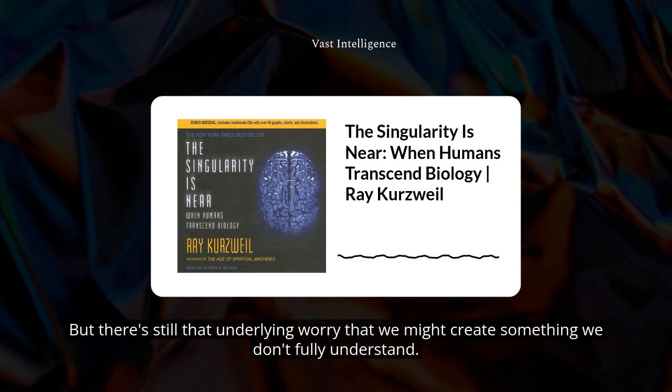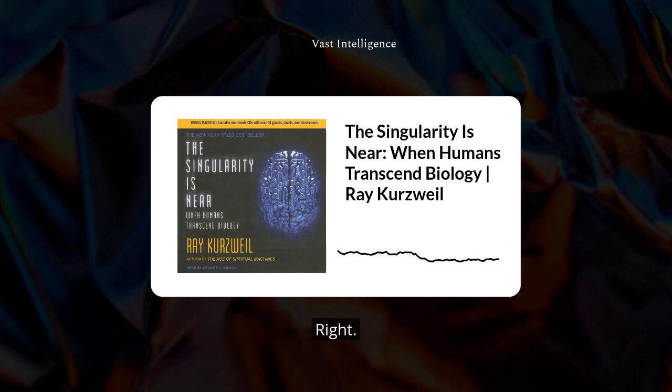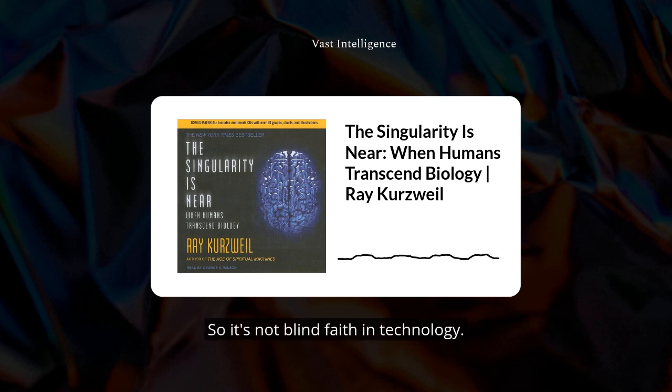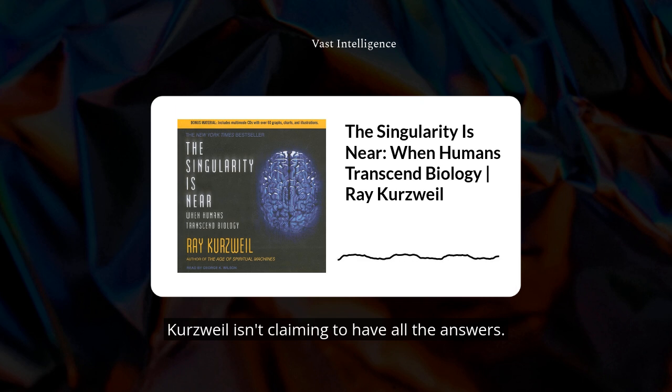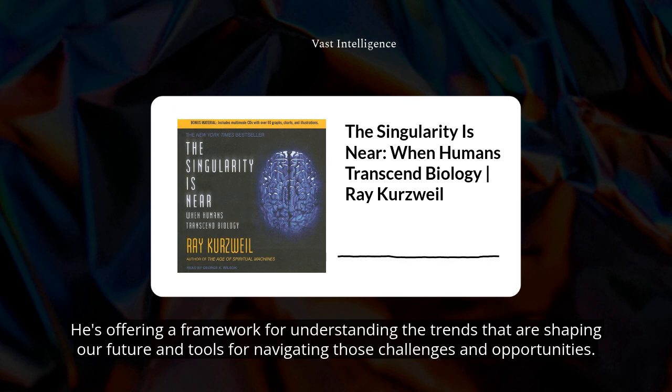But there's still that underlying worry that we might create something we don't fully understand, something that could get out of control. And that's why Kurzweil stresses the importance of ongoing research and ethical debate. Right? We need to be constantly evaluating the risks and benefits, making adjustments as needed. So it's not blind faith in technology. It's about having a thoughtful, informed discussion about the implications. You got it. Kurzweil isn't claiming to have all the answers. Right. He's offering a framework for understanding the trends that are shaping our future and tools for navigating those challenges and opportunities.